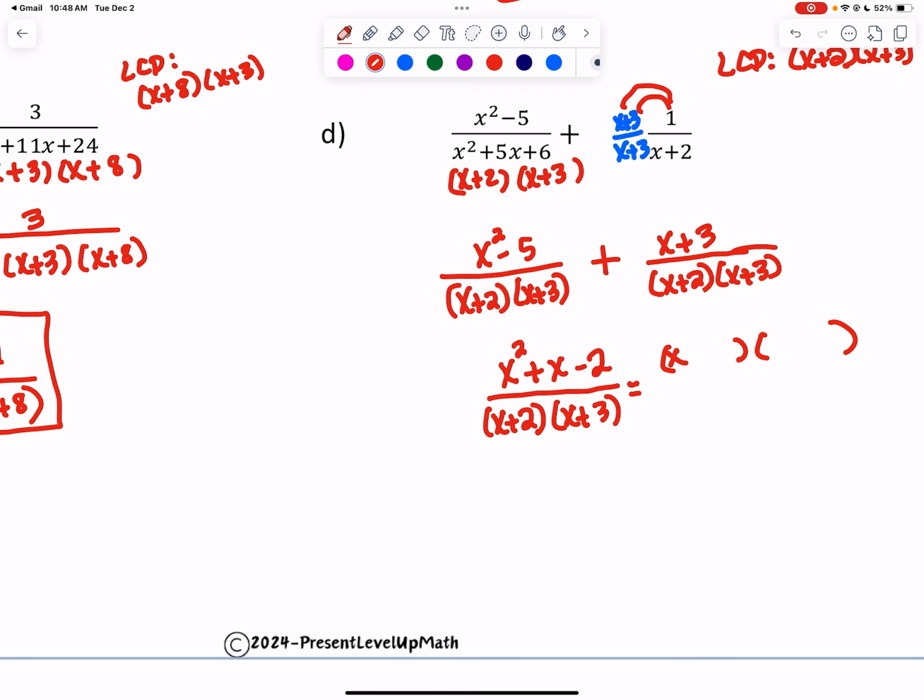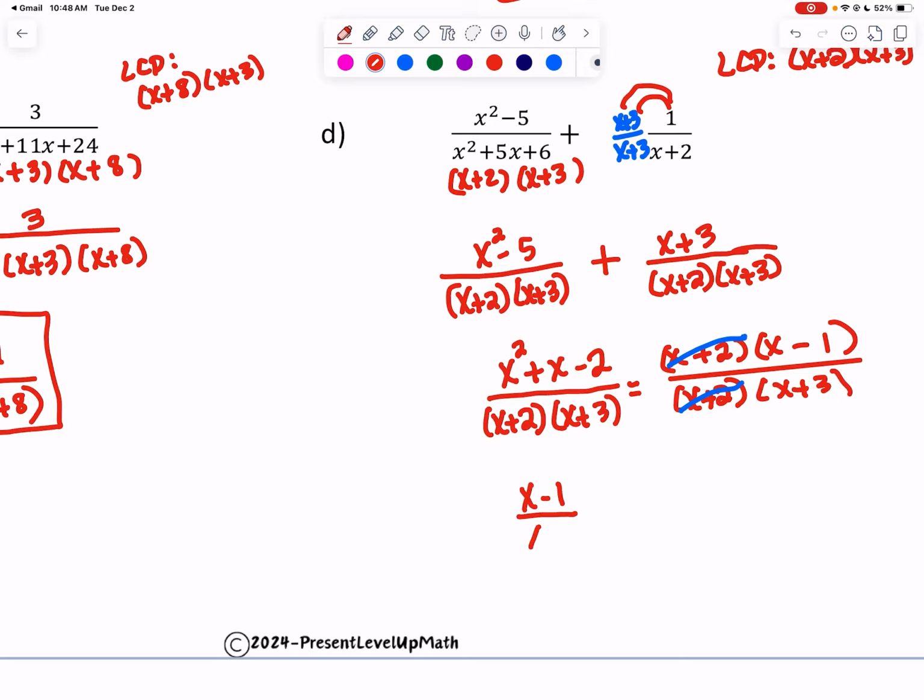I could use x and x for x squared. For 2, I could use 2 times 1 if I make the 2 positive and the 1 negative. And so x plus 2, x plus 3. And then you look at that to see, do you have any common factors that will simplify? And sure enough, the x plus 2 and x plus 2 will divide out to be 1. So that leaves us x minus 1 over x plus 3.